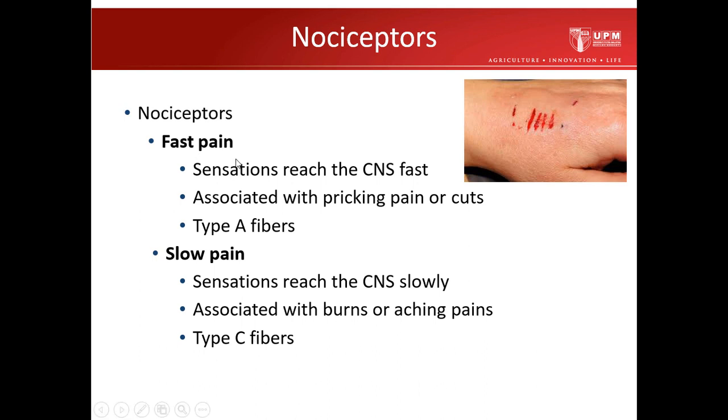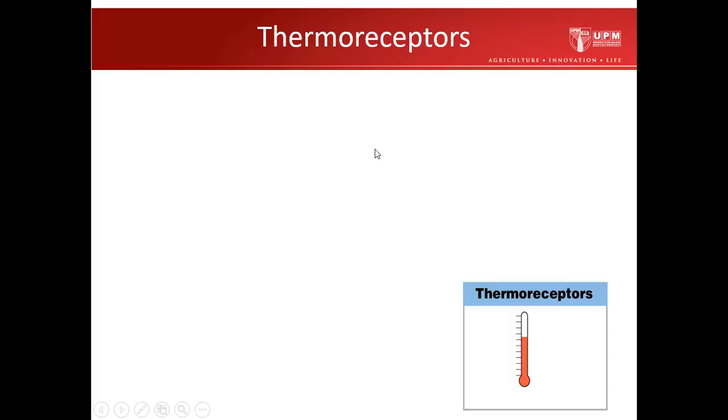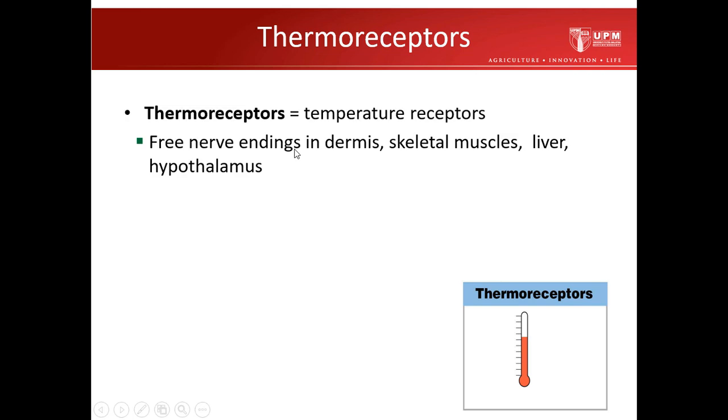Because when you compare to the fast pain, you really know where is the place that gives you the painful sensation. But in slow pain, you might just have a general idea, not really know the exact location. So the next one is thermoreceptor, which is the temperature receptor.